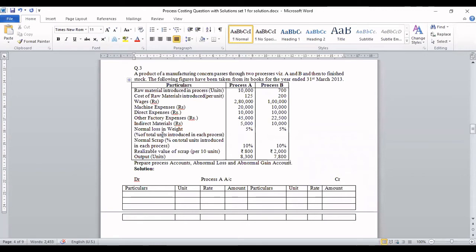Percent of total units introduced in each process. Normal scrap percentage on total units introduced in each process: for process A 10% and for process B 10%.